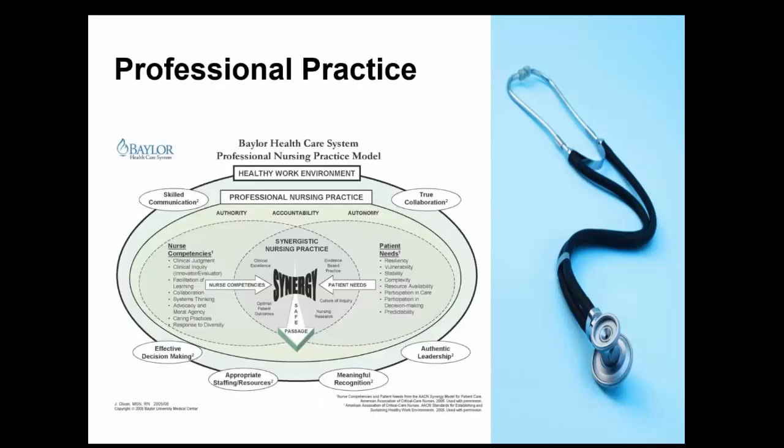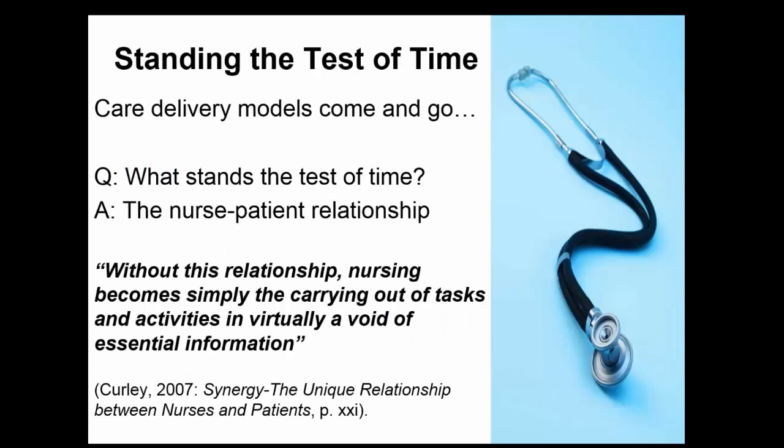So I'm going to skip over this slide since you have the handout. And one of the things that we know about healthcare delivery is that it's always changing. Care delivery models are always changing. So when I talk to students about care delivery model redesign, what I say is that the most important thing and what should stand the test of time is the nature of the nurse-patient relationship. And what does that look like for professional nurses? And this quotation from Martha that's in the book is probably one of my favorites. Without this relationship, nursing becomes simply the carrying out of tasks and activities in virtually a void of essential information.